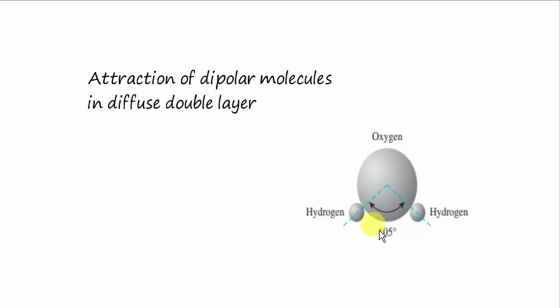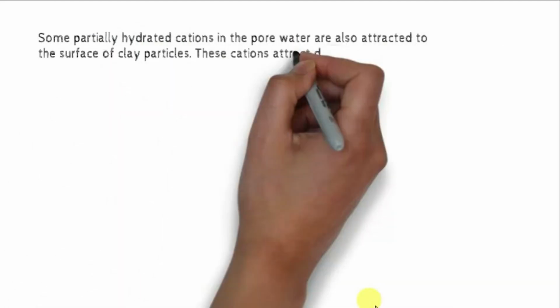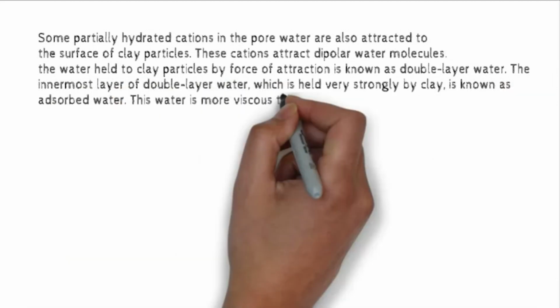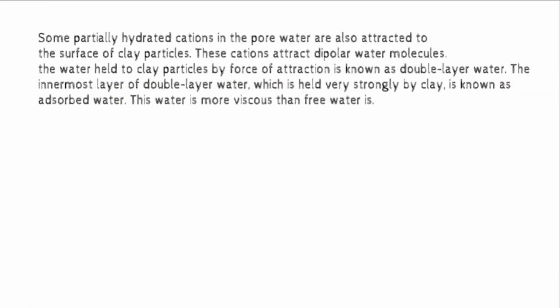Thus, we can see there is a 105-degree angle between these, and oxygen is negative and hydrogen forms the positive charges. Next, let's proceed with understanding how the cations and anions behave in clay minerals. Some partially hydrated cations in the pore water are also attracted to the surface of clay particles. Remember that clay particles are negatively charged and cations are positively charged, and hence they get attracted. These cations attract the dipolar water molecules as well.